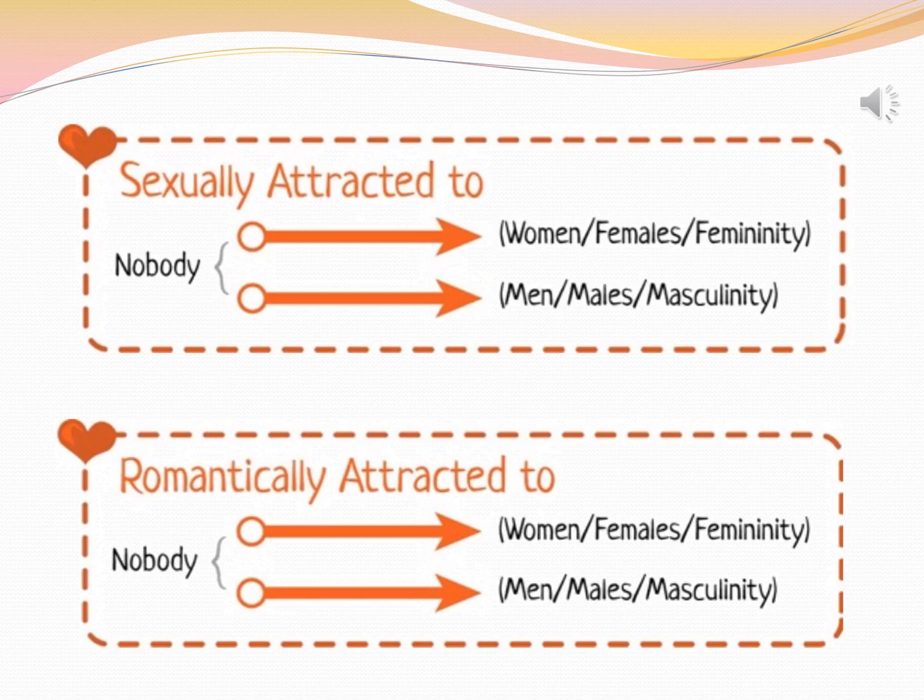I think the Netflix show BoJack Horseman did a pretty good job of depicting asexuality and some of its nuances. The character Todd is asexual, but not aromantic. In his case, he's sexually attracted to neither men nor women, neither masculinity nor femininity, neither males nor females. However, he is romantically attracted to women and femininity. And that's more or less number 3.